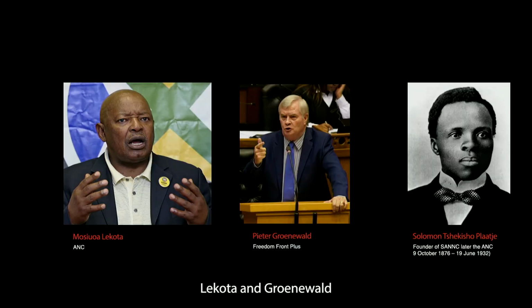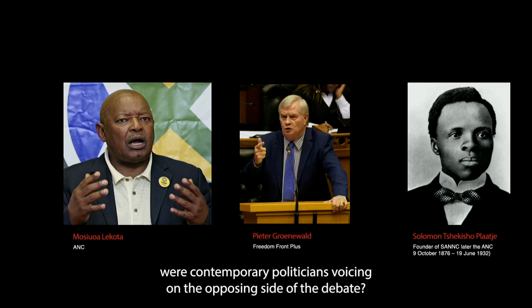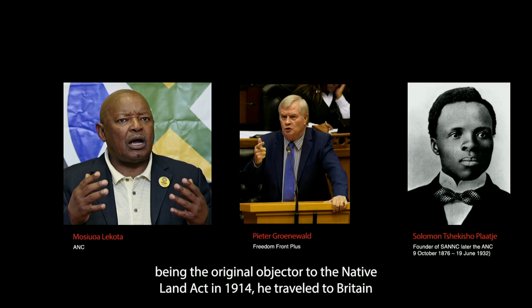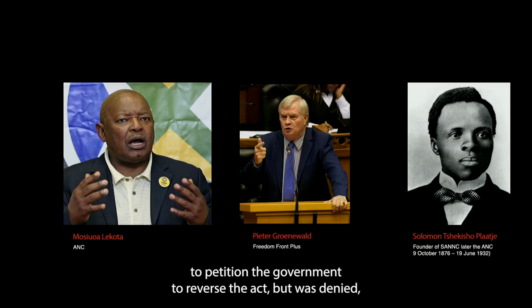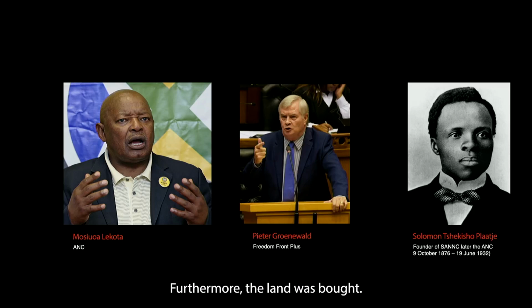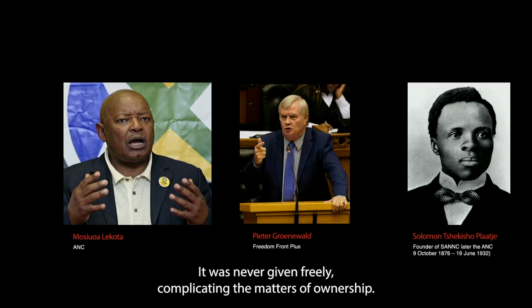Lekota and Groenewald were contemporary politicians voicing on the opposing side of the debate, with the exception of Plaatje being the original objector to the Native Land Act. In 1914, he travelled to Britain to petition the government to reverse the act, but was denied, perhaps because Rhodes was invested in the writing up of that act. Furthermore, the land was bought. It was never given freely, complicating the matters of ownership.